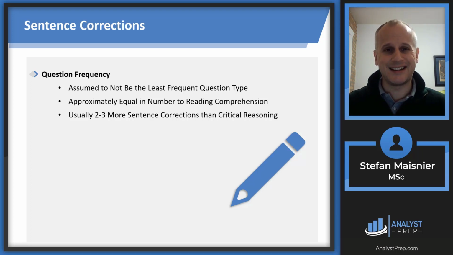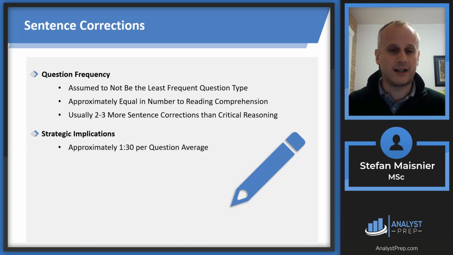And because of that, the sentence corrections can frequently impact your score overall more on the verbal section than anything else from an improvement perspective, because if you can improve on the sentence corrections, especially in terms of pace, then you'll be able to allocate more time to your reading comprehension and critical reasoning questions, which frequently require more attention to detail.